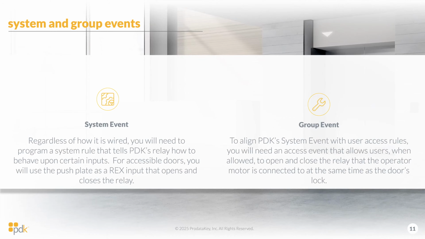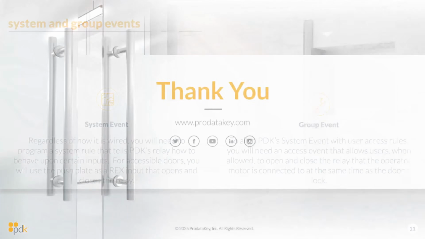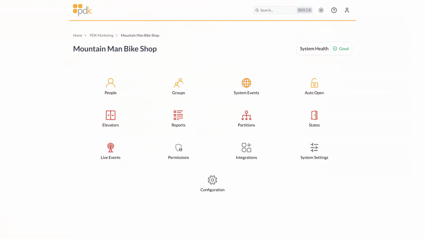So now that we have those basics out of the way, we are going to pull open this video to show you how the programming actually takes place. We're going to cover three things. We're going to cover group events, which are going to be access events. We're going to program system events, and we are also going to program auto open because that's an important piece of all this. If you forget to program the auto open on both devices, you're going to have one device open and the other one not open at a certain time, and it's just going to be a whole mess.